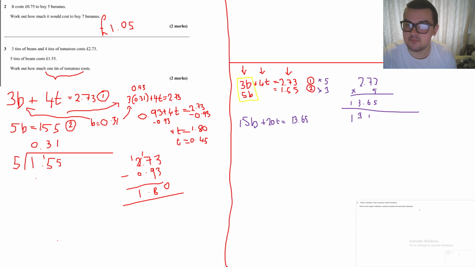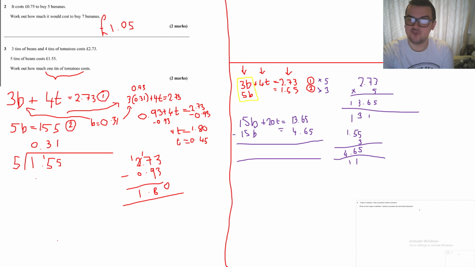Now we're multiplying this bottom one by 3, so 15b equals, and again we can use just multiplication, £1.55 multiplied by 3. 3 times 5 is 15. 5, 1 carries, 3 times 5 is 15, plus the 1 is 6, the 1 carries, 3 times 1 is 3, plus 1 is 4, so this becomes £4.65. And now we want to subtract. We're subtracting the bottom line from the top line, so £13.65 minus £4.65.